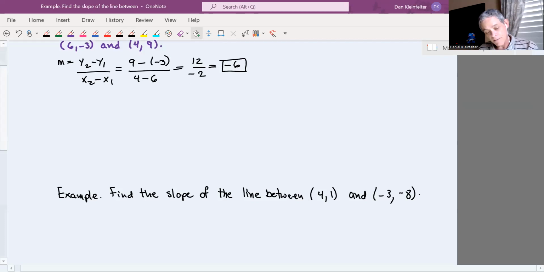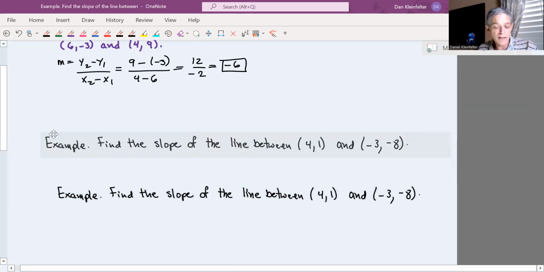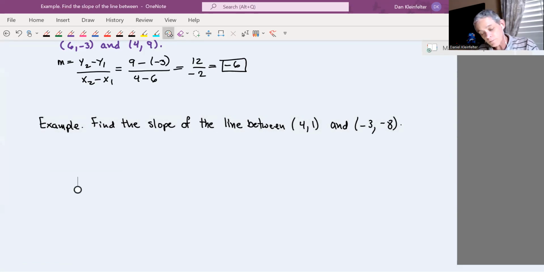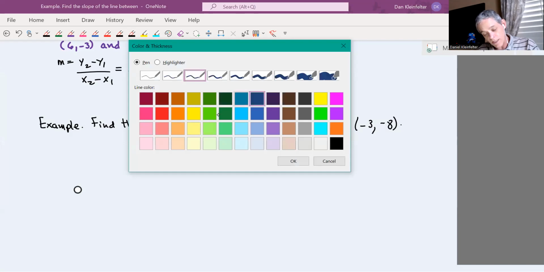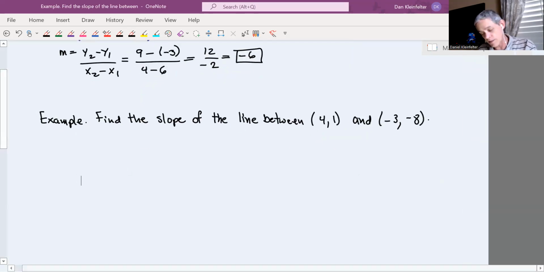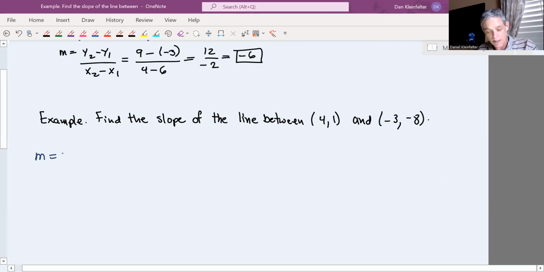Okay, let's try this again. Maybe pause the video, try this calculation yourself, and then restart the video and see how you did. Okay, so once again, we're given a pair of points and we would like to calculate the slope between the two. So let's say that m is our change in y divided by change in x. That's also known as y2 minus y1 divided by x2 minus x1.